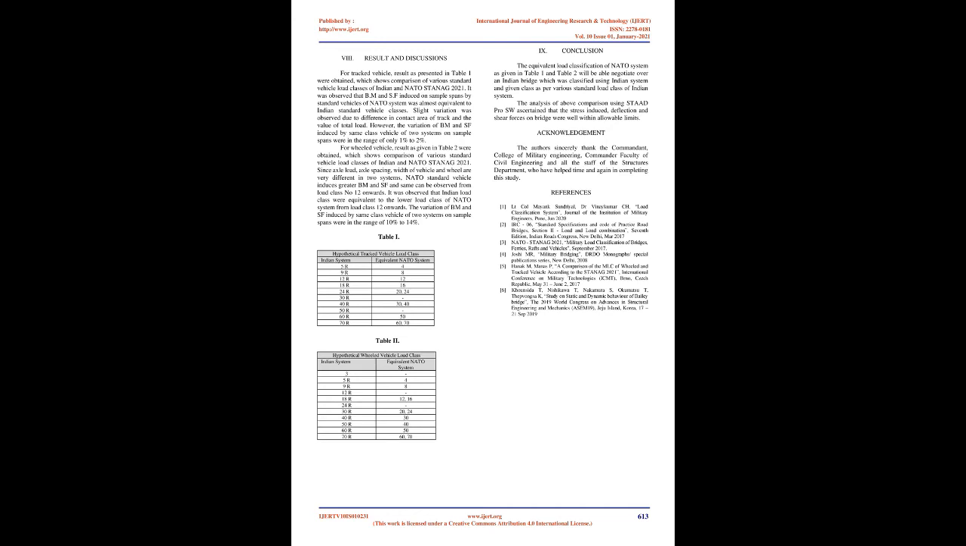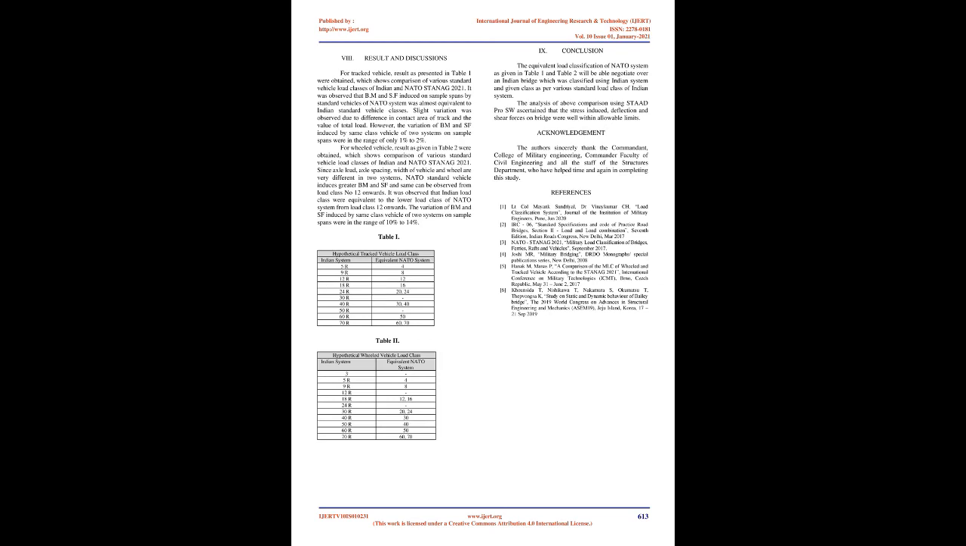8. Results and discussions. For tracked vehicles, results as presented in Table 1 were obtained, which show a comparison of various standard vehicle load classes of Indian and NATO STANAG 2021. It was observed that BM and SF induced on sample spans by standard vehicles of the NATO system were almost equivalent to Indian standard vehicle classes. Slight variation was observed due to difference in contact area of track and the value of total load. However, the variation of BM and SF induced by the same class vehicle of the two systems on sample spans was in the range of only 1% to 2%.